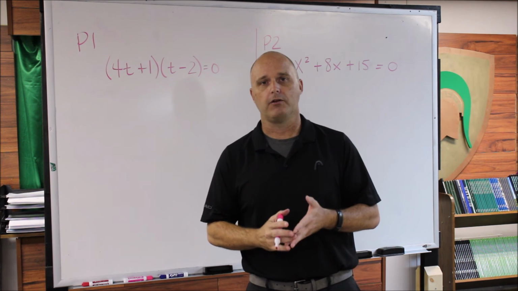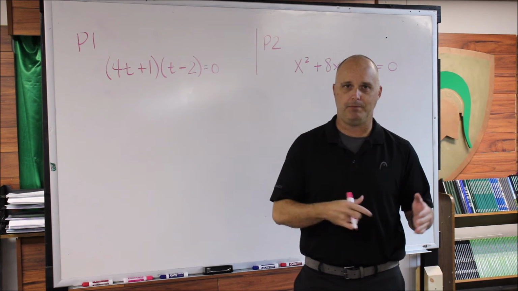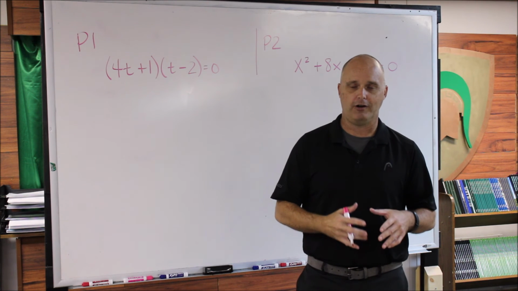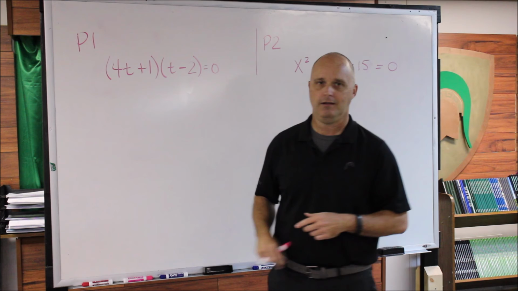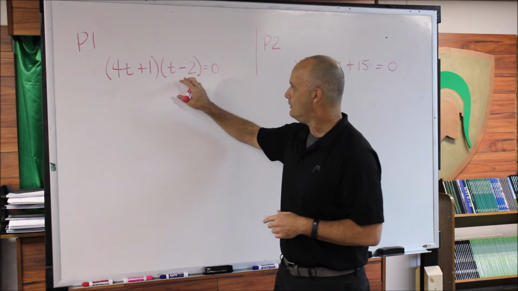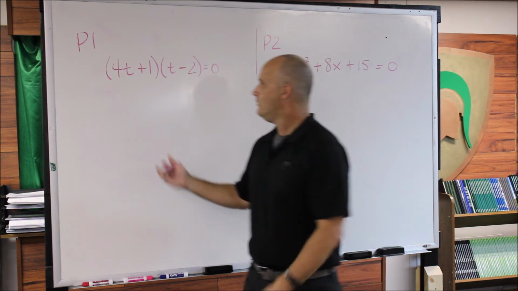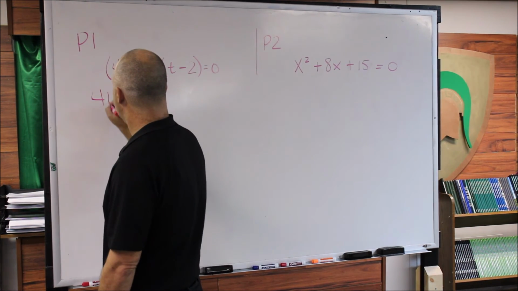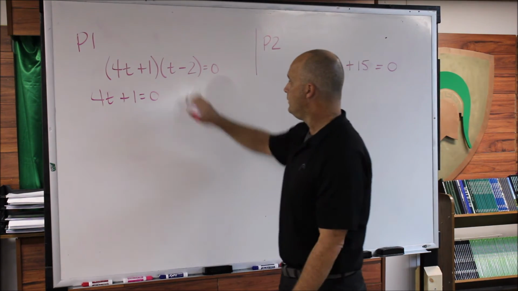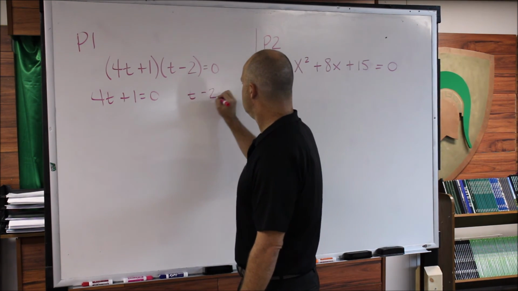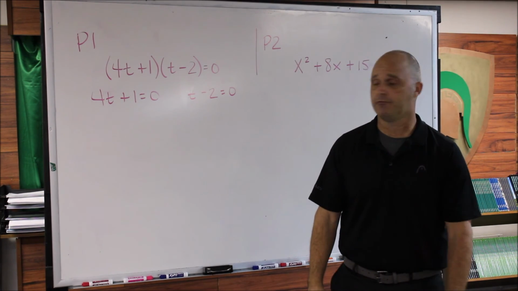You're going to apply something called the zero product property. It's a very big property name, but all it means is that you're going to take this one and set it equal to 0, take this one and set it equal to 0, and then solve. So you're going to take 4t plus 1 and make it equal 0. You're going to take t minus 2 and make it equal 0. And then you're going to solve those independently from each other.